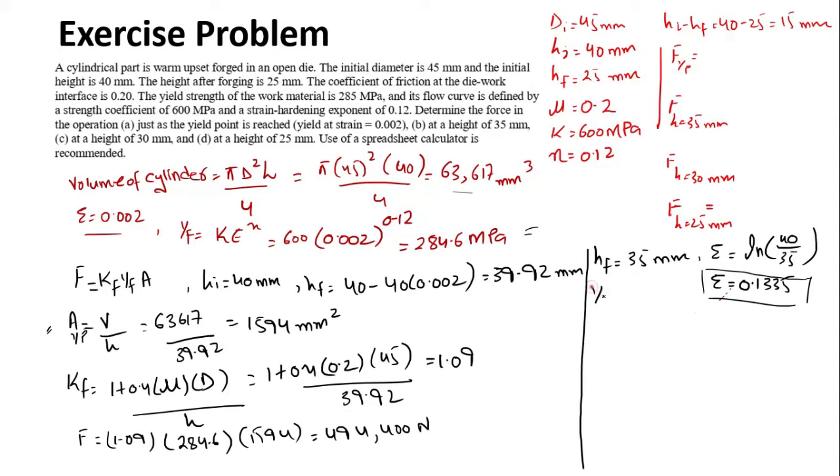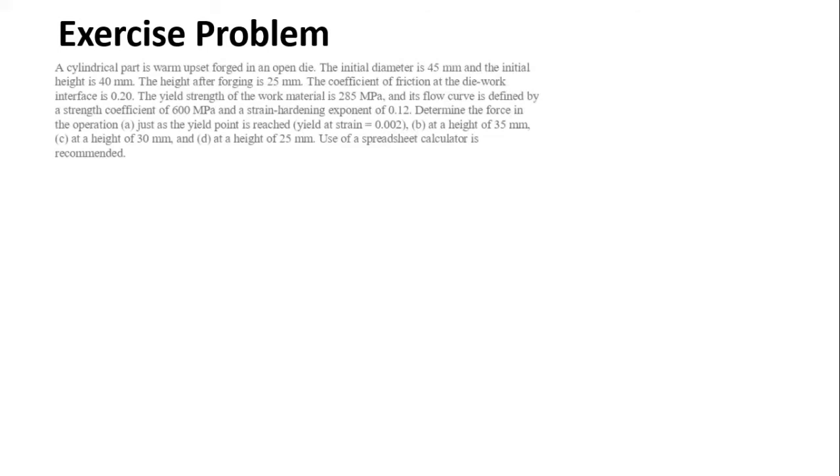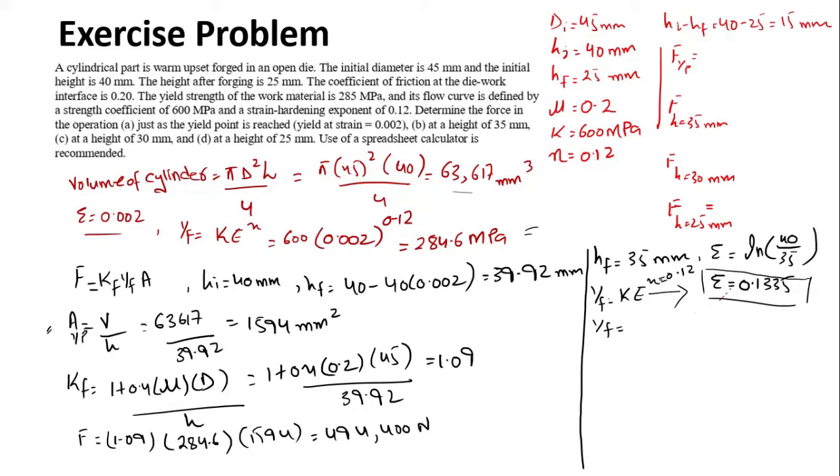So based on this strain, you can find out the flow stress, that is K strain exponent n, K strain to the strain hardening exponent. We have the value of K equal to 600 megapascal, and the strain is this one, and the strain hardening exponent is 0.12. We can simply put these values in and get the answer, and that would be equal to 471.2. This is the value of the flow stress.